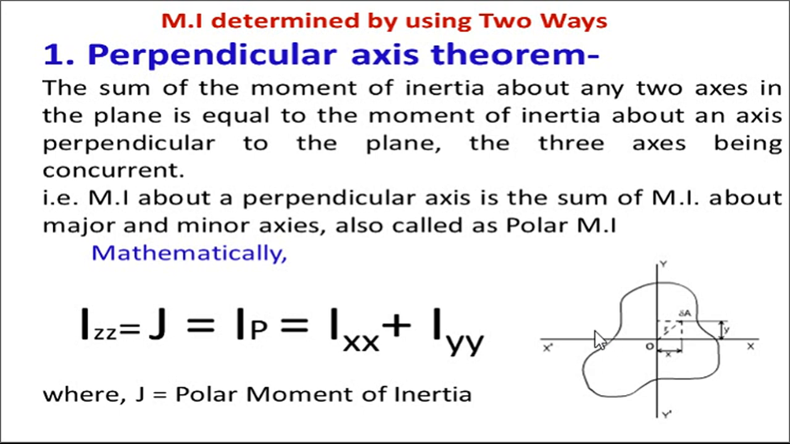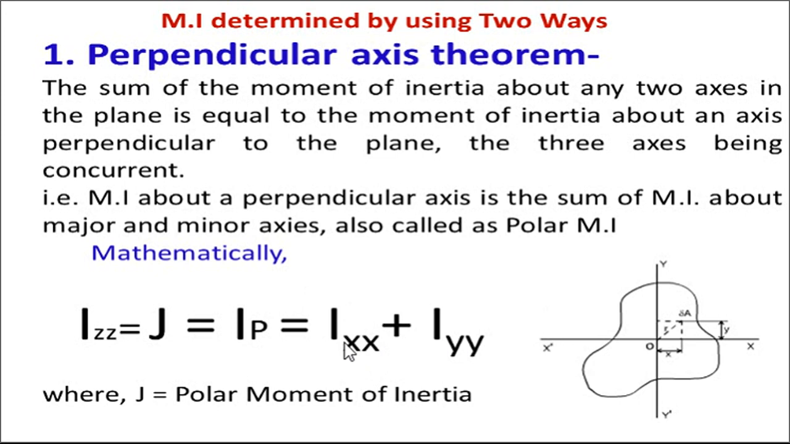Perpendicular axis means what? Normally in any system, if you consider any figure, there are three axes: x-axis, y-axis, and z-axis. See, in the perpendicular axis theorem, the moment of inertia is taken about any one axis. Suppose I want to calculate the moment of inertia about zz, it will be the addition of Ixx plus Iyy. That means Izz, the moment of inertia about the zz axis, is nothing but the moment of inertia about the xx axis plus the moment of inertia about the yy axis. Similarly, if I want to calculate the moment of inertia about Ixx, it is Iyy plus Izz.